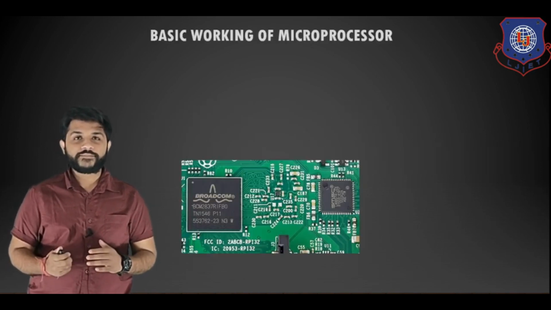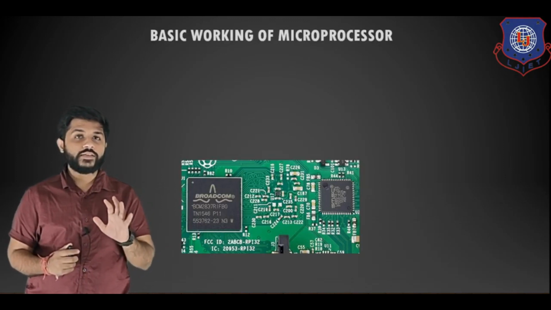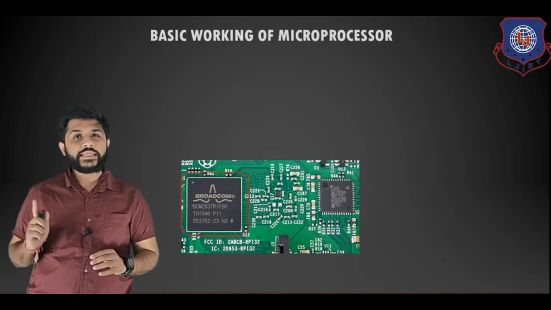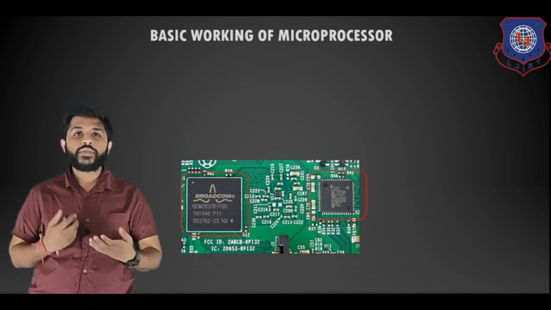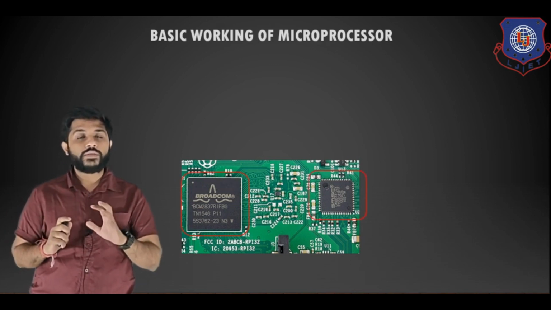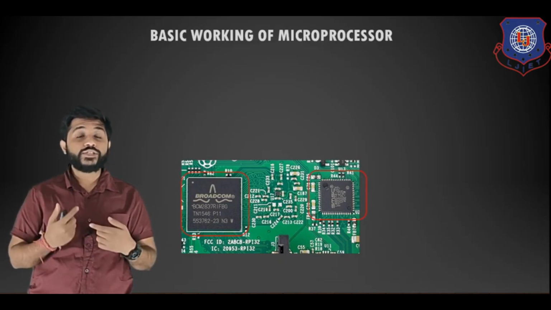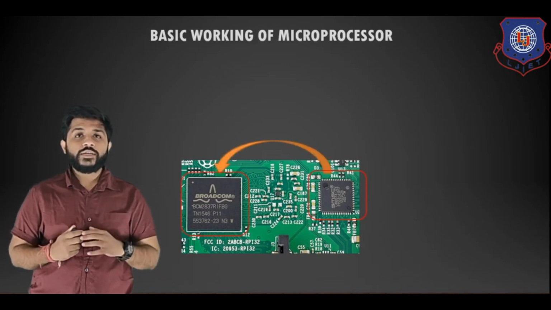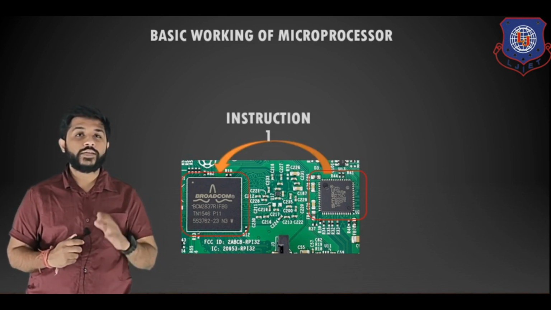So let's start. As you can see on the screen, there is a chip. On that you can see there is one microprocessor and there is a memory. When you program the microprocessor, all the instructions will be stored onto that memory, and the processor will start reading those instructions from the memory. Initially the processor will read the first instruction from the memory.